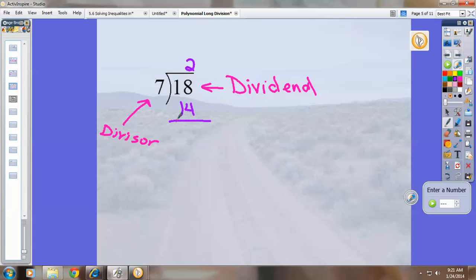Do you remember what we did next? You guys do remember that. Subtract. 18 minus 14 is? 4. Now, probably in 5th grade, your next step is you would say R4, wouldn't you? Not in algebra 2. We can't say R4. It doesn't work that way.